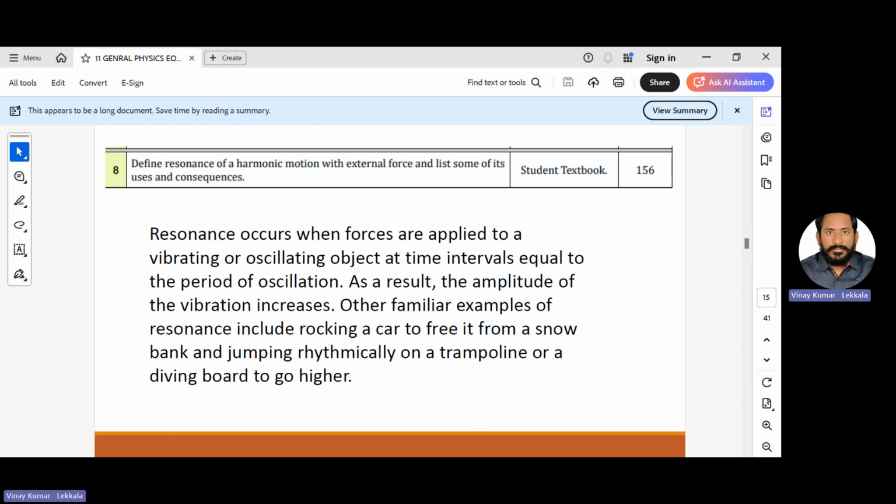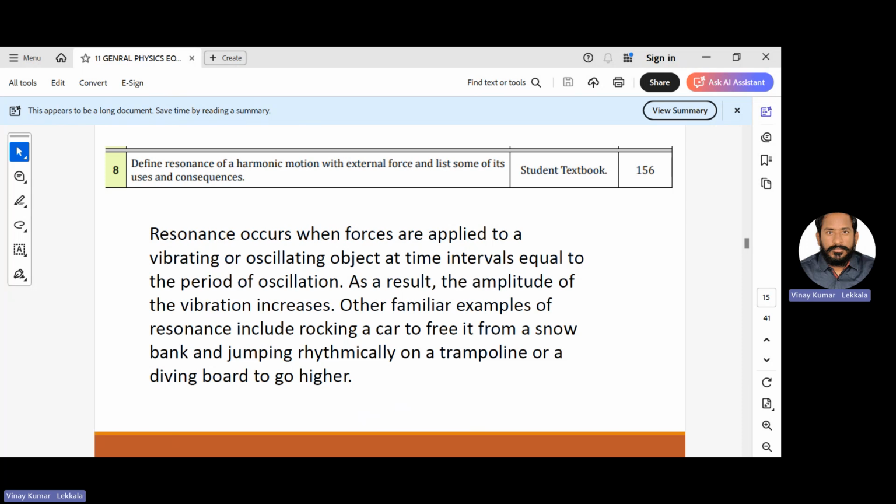If you see any concert, the violins are all playing at the same phase and the same frequency, then what happens? They give a chorus song. The music comes at a regular period of time. Resonance includes rocking a car to free it from a snow bank, and jumping rhythmically on a trampoline or a diving board to go higher. These are the examples.